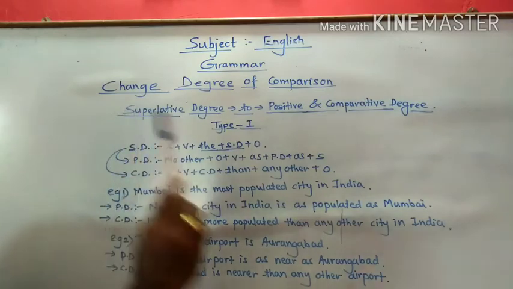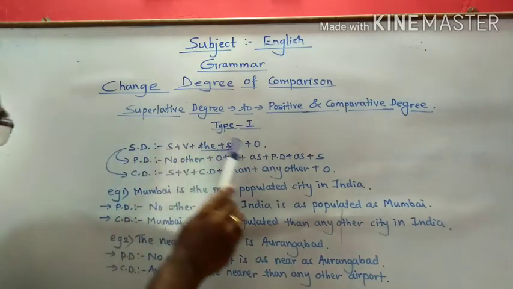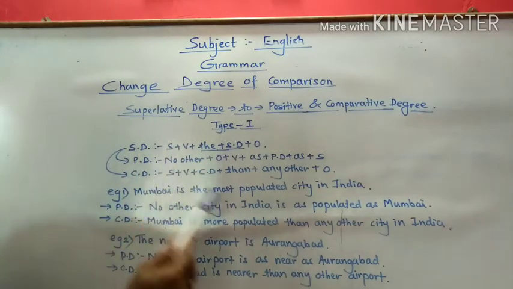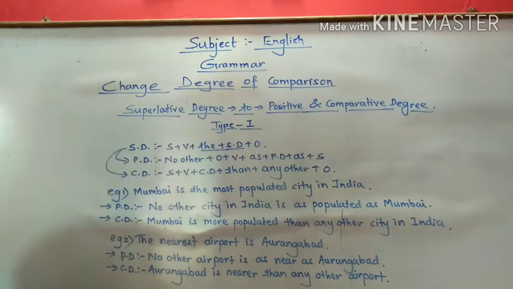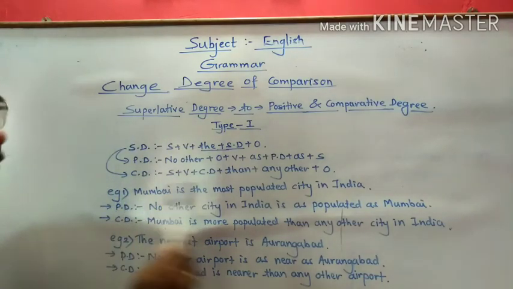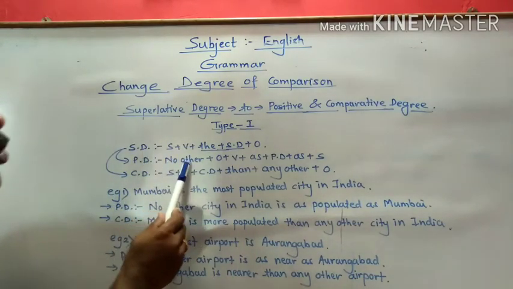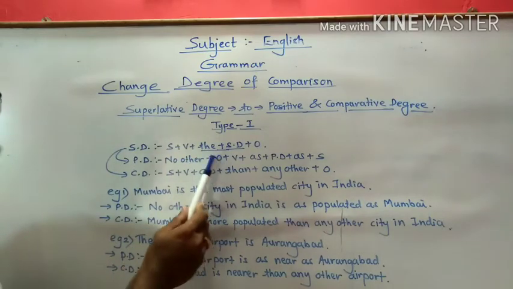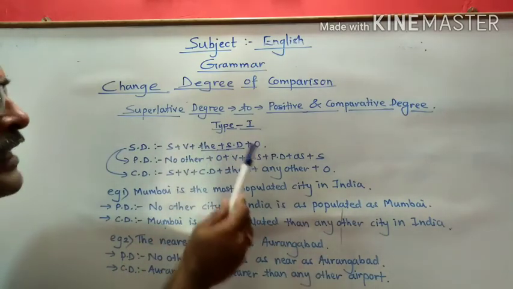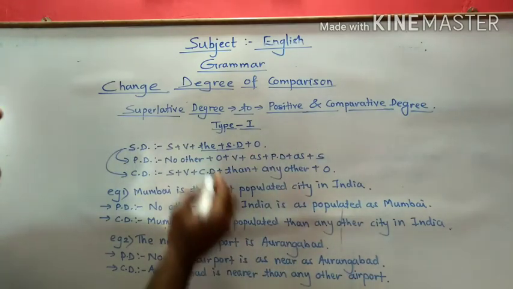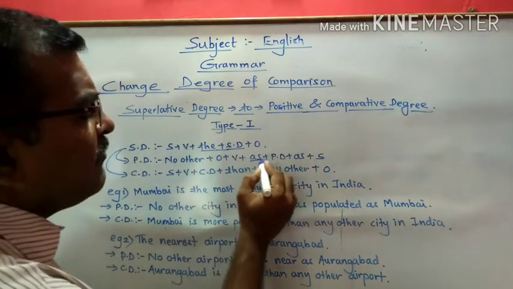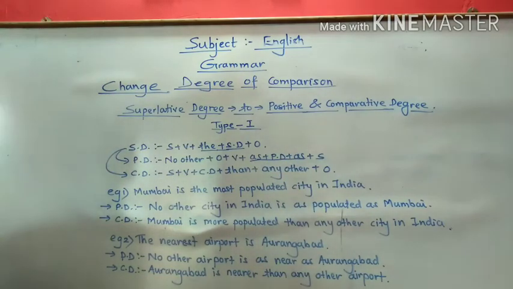Now if your sentence is in this form, you can change that particular sentence into positive degree in this particular format. Let us see how we are going to change into the positive degree. We have to begin the sentence with no other plus object plus verb plus as plus positive degree plus as plus subject. Means we are going to change the superlative degree and write as plus positive degree plus as plus subject.